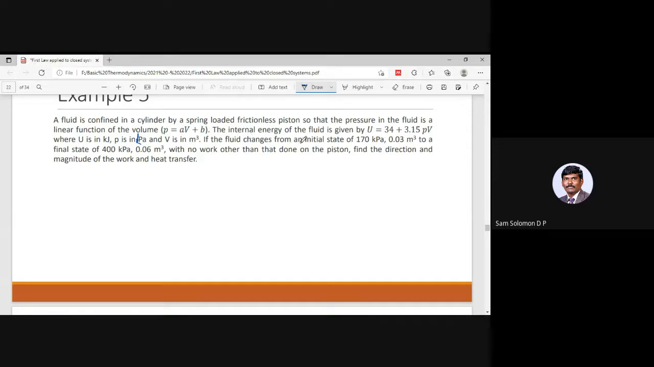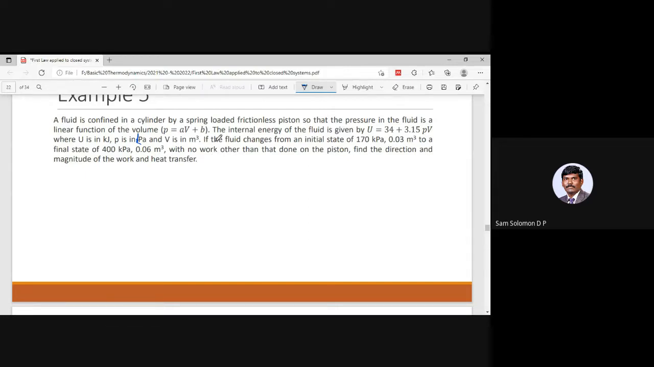If the fluid changes from an initial state of 170 kilopascal and 0.03 meter cube to a final state of 400 kilopascal and 0.06 meter cube with no work other than that done on the piston, find the direction and magnitude of work and heat transfer.